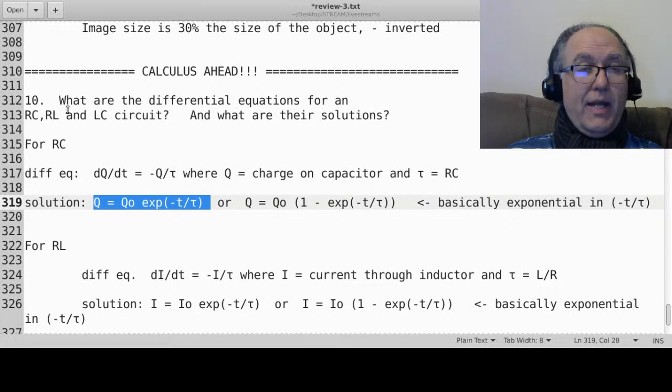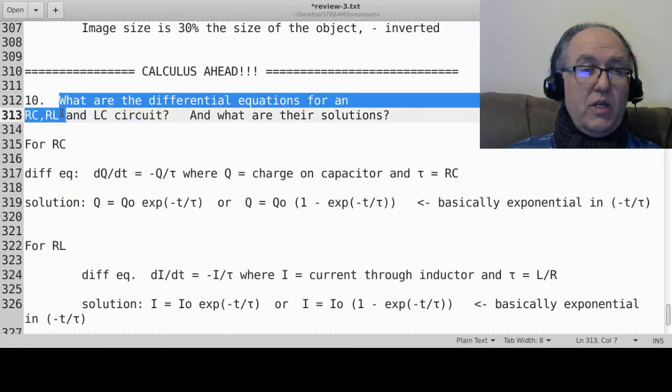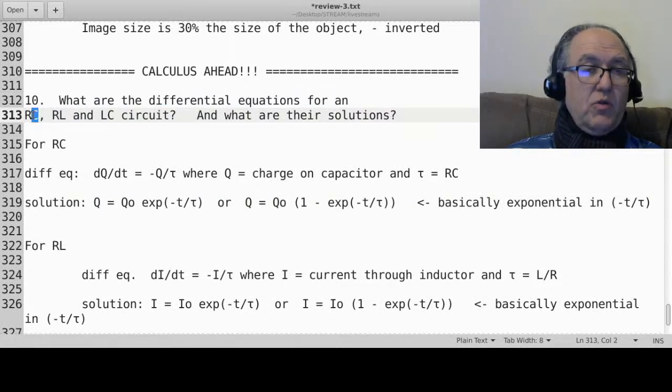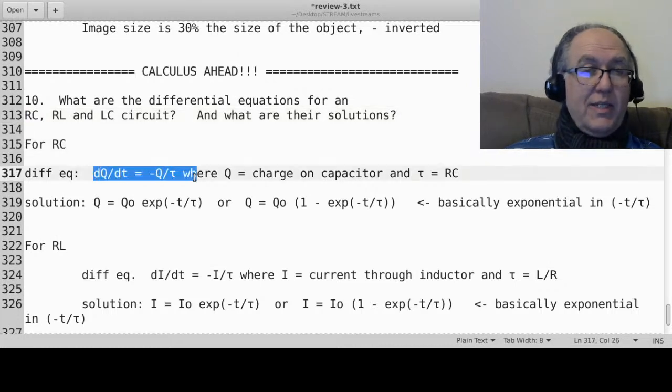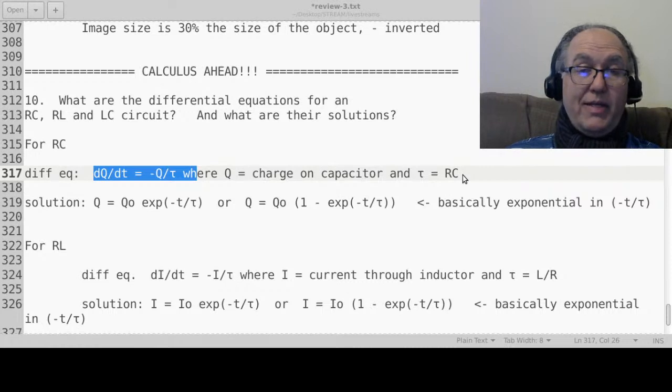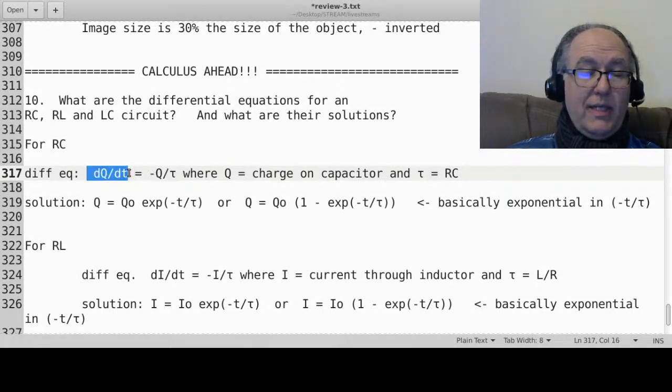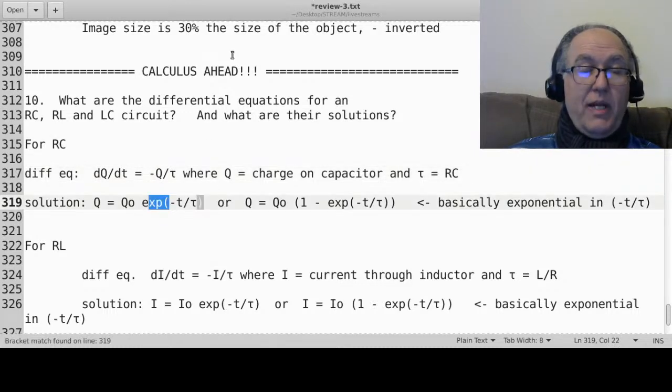So in answer to the question, what are the differential equations for an RC circuit? We'll do that first. For the RC circuit, it's this one. It's dq by dt is equal to minus q divided by tau, where tau is equal to RC, the time constant. And what does its solution look like? Because it's a first order differential equation, because it's dq by dt on the one side and just q on the other side, your answer is going to be an exponential.